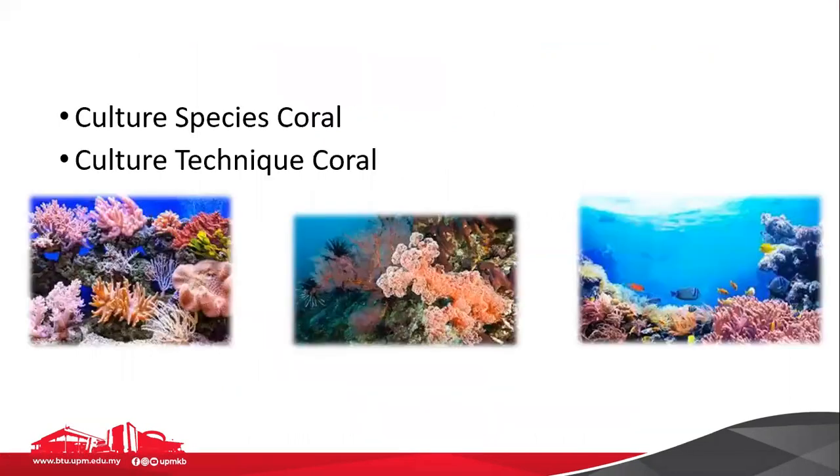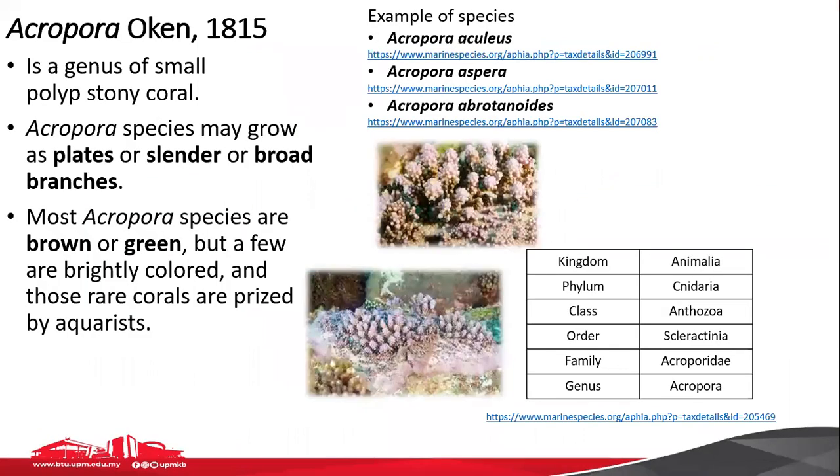So I will talk about two subtopics, which are culture species of coral and culture technique of coral. Acropora. Acropora is a genus of small polyp stony coral. Its species may grow as flat, slender or broad branches, and usually we can find this species in brown or green color. Examples of this species are Acropora acuminata, Acropora aspera, Acropora abrotanoides.